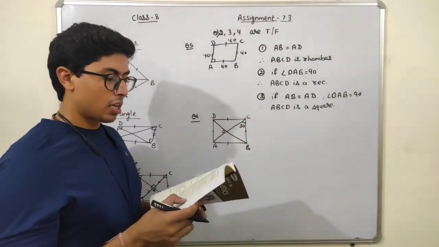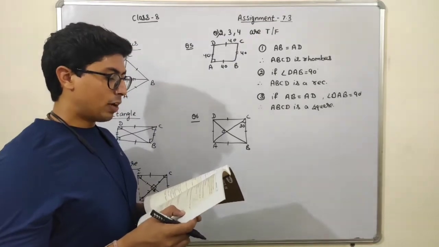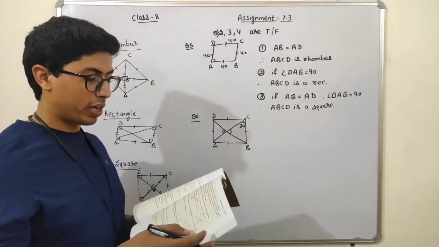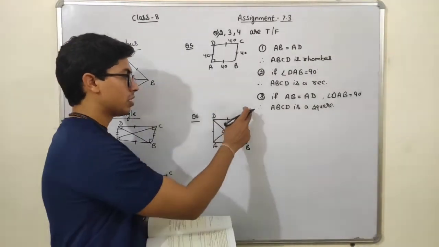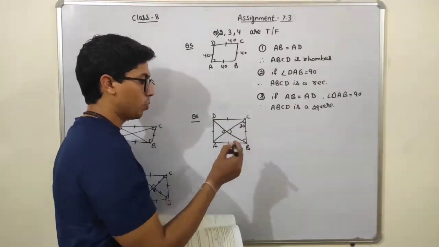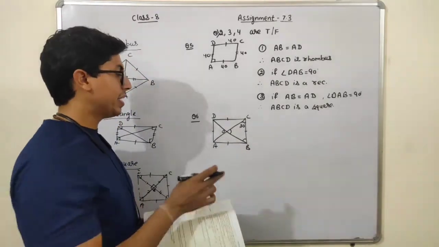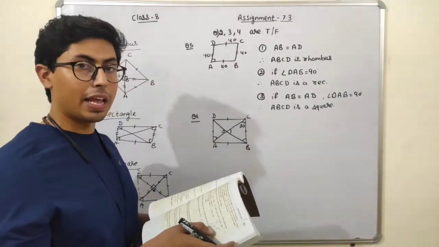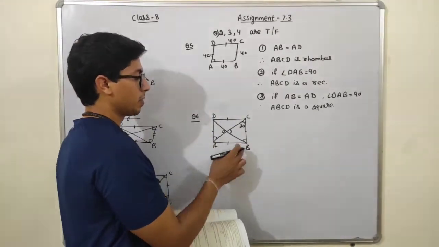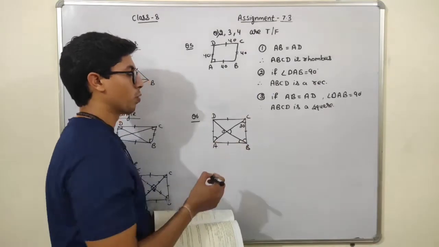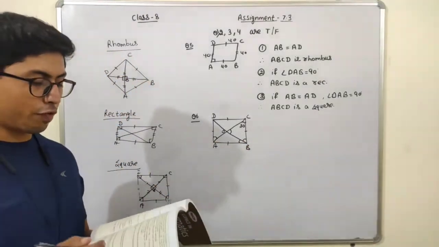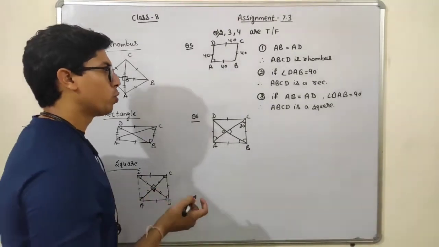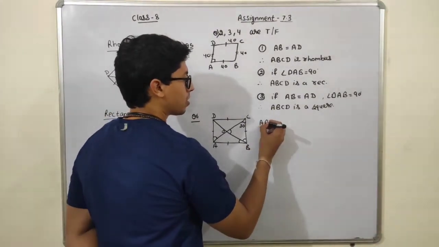Okay students. Now I have to find out angle BOC. BOC, this means this angle I have to find out. Okay. Angle CBO, this angle I have to find out. OAD, this angle I have to find out. And angle ABO, so this angle I have to find out. Okay. So these are the 4 angles I have to find out, and it is given that ABCD is a rhombus.